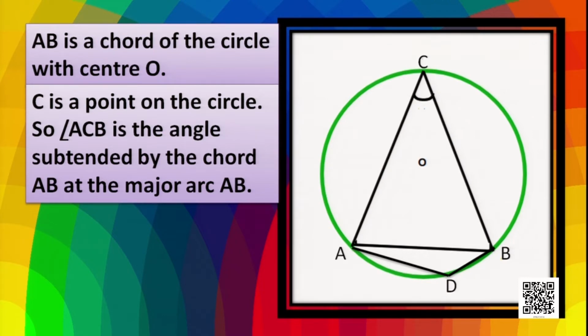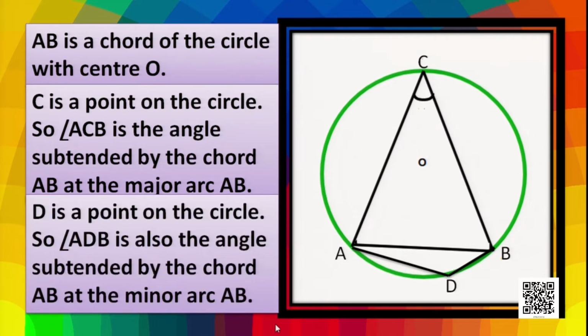C is a point on the circle, so angle ACB is called the angle subtended by the chord AB at the major arc AB, because that point is on the major arc. Similarly, if we consider the point D on the circle, angle ADB is also the angle subtended by the chord AB, but in this case it is at the minor arc AB.